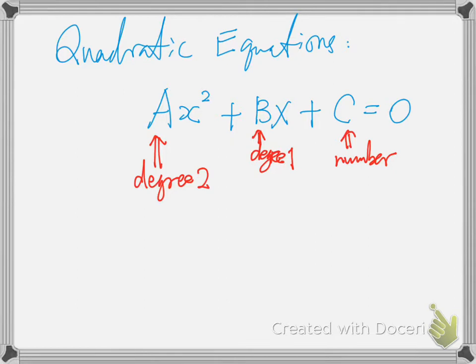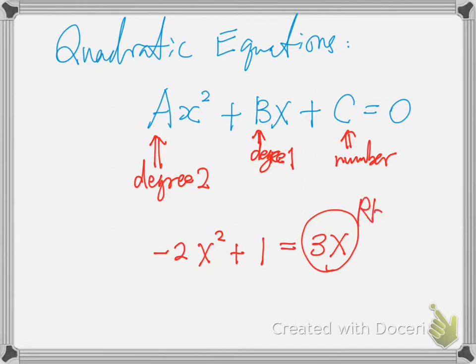So if there is an example like this, negative 2x squared plus 1 is 3x. What is a, b, c? So first you have to look at the right hand side. The right hand side of this equation is not 0. So you cannot get a, b, c in the beginning.